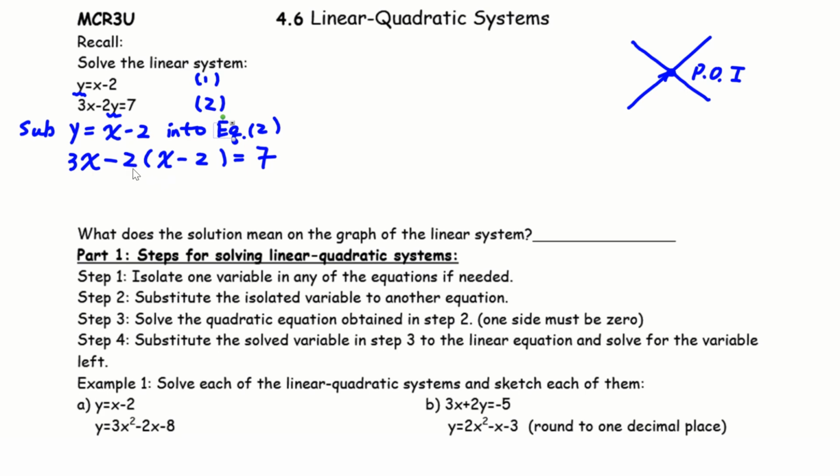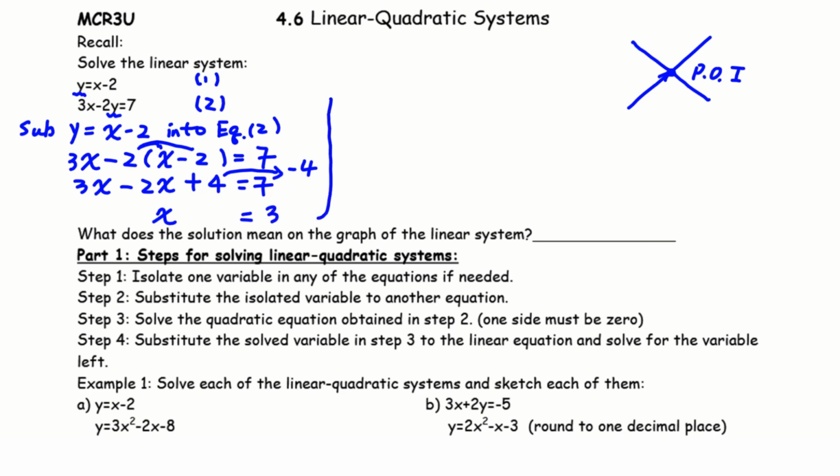In this equation we have x variables only. So in order to solve this linear equation, we want to get rid of the brackets because we want to collect the like terms. So minus 2x, and minus 2 times minus 2 gives you positive 4. Then equals 7. 3x minus 2x gives you 1x. And 4 is like terms with 7, so move the plus 4 to the other side by doing the opposite operation. We have x equals 3.